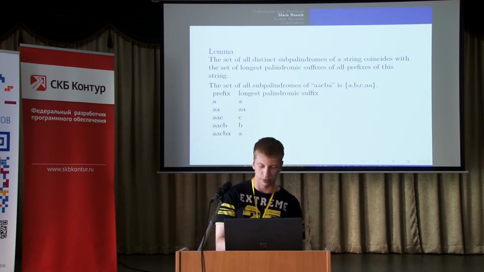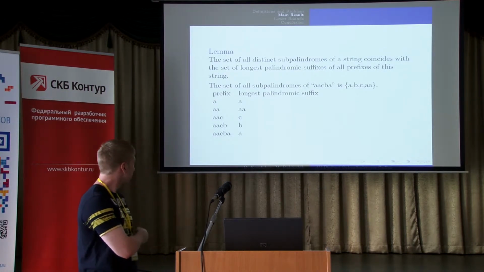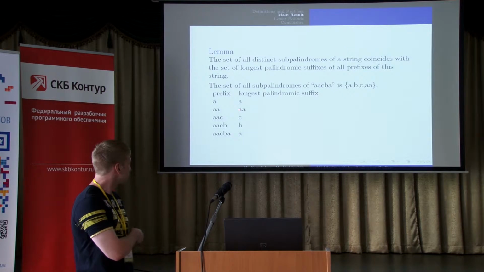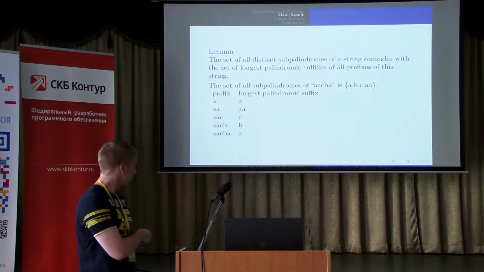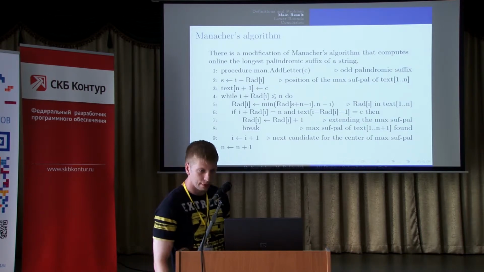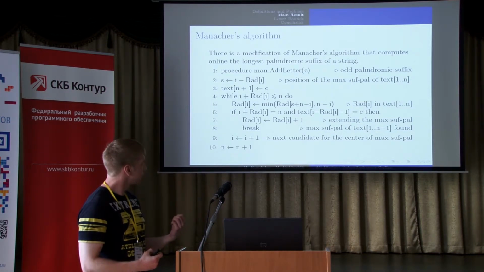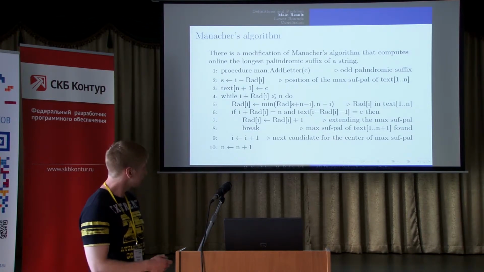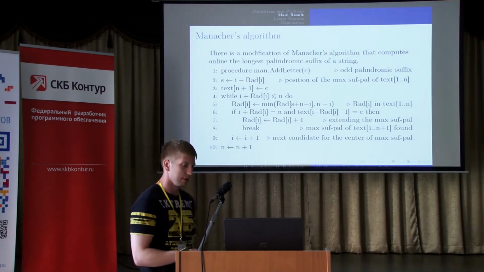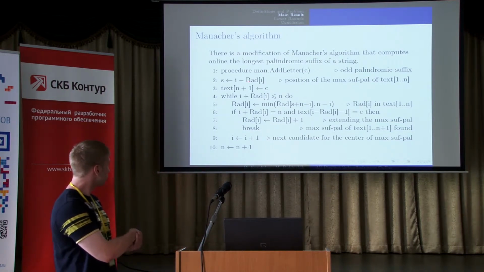For example, I show this example, the string AACBA, and the table where here is a prefix, and on the right-hand side is the corresponding longest palindromic suffix. And as you can see, A, AA, C, B, ABA is precisely the set of all subpalindromes of the string. The algorithm to find all longest palindromic suffixes of all prefixes of a string is precisely Manacher's algorithm. We found this; the previous authors did not prove it.